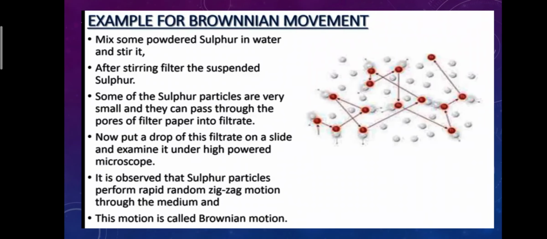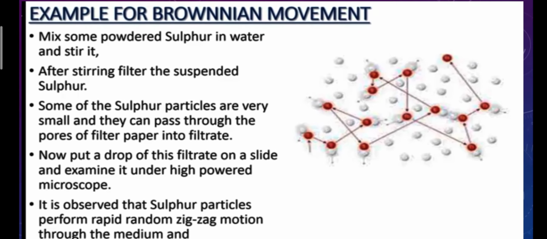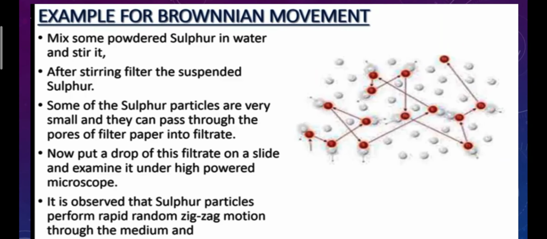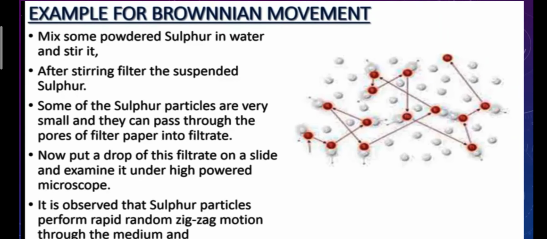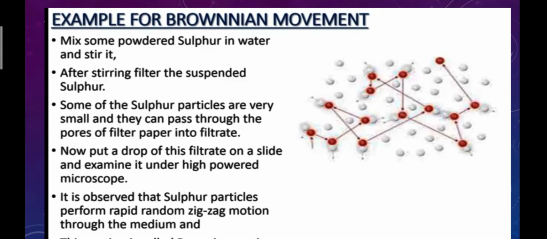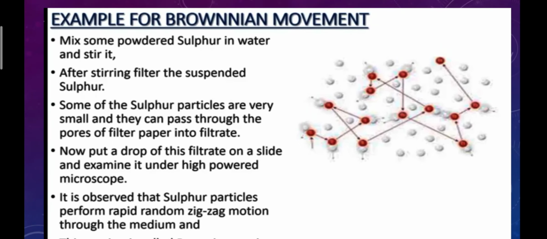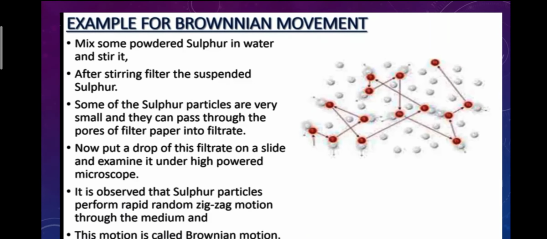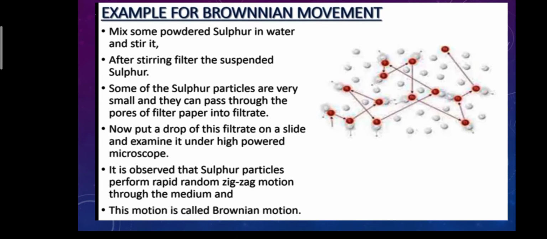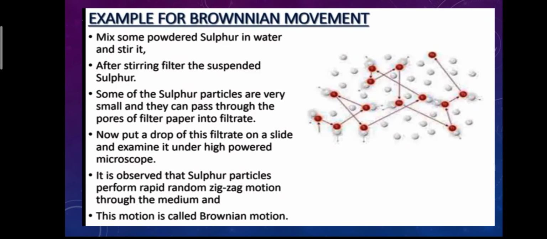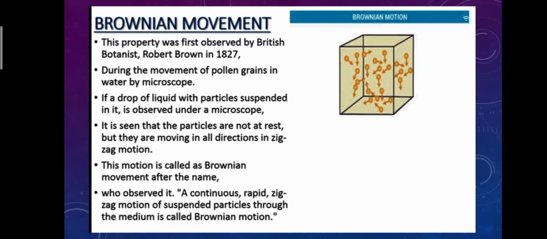Example for Brownian movement. Mix some powdered sulfur in water and stir it. After stirring, filter the suspended sulfur. Some of the sulfur particles are very small and they can pass through the pores of filter paper into filtrate. Now put a drop of this filtrate on a slide and examine it under high-powered microscope. It is observed that sulfur particles perform rapid random zigzag motion through the medium and this motion is called Brownian movement.